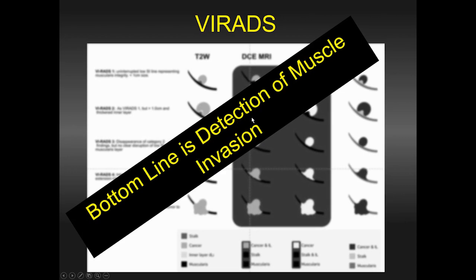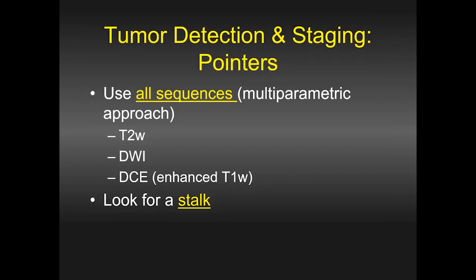The bottom line with this particular schema is that you are trying to detect presence or absence of muscle invasion. So I'm going to try and simplify the scheme and give you the salient points that are pertinent for you to mention in your report to assess whether there is muscle invasion or not. Before we begin on that, it's important to keep certain things in mind. The first thing is make sure that you use all sequences.